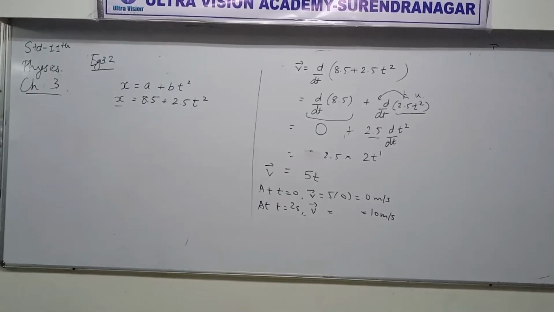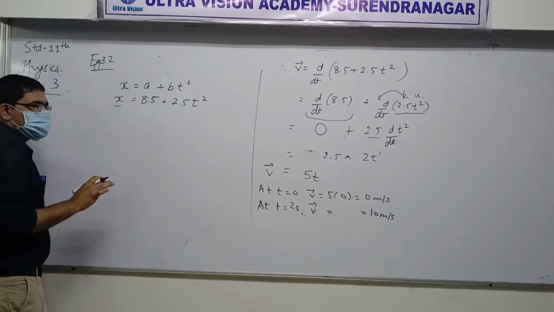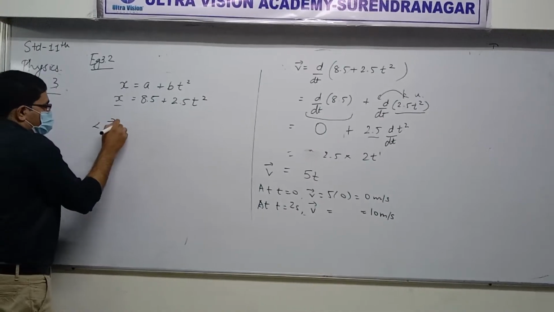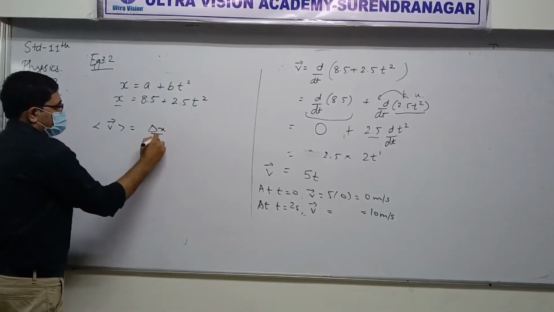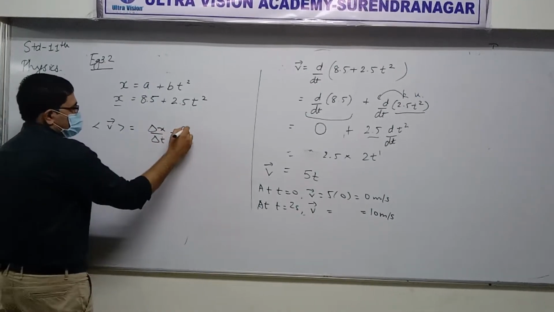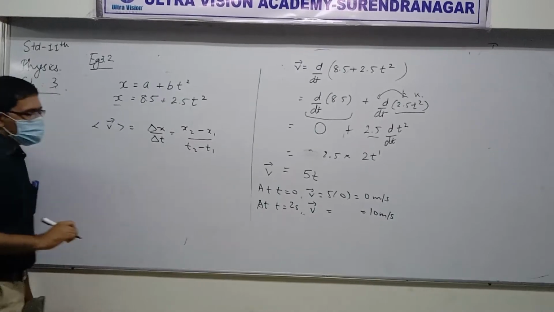Let's read it further. It says, what is the average velocity between t equal to 2 and t equal to 4? Okay, so now we actually have to find average. So, what's the formula of average velocity? Delta x upon delta t. But delta x actually means x2 minus x1 upon, and then here t2 minus t1 is the denominator.